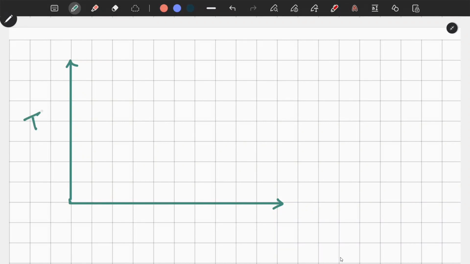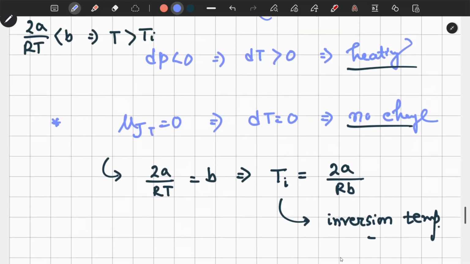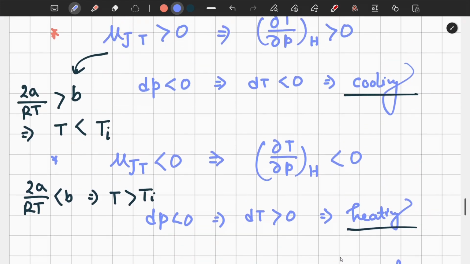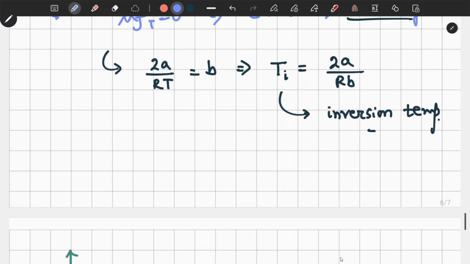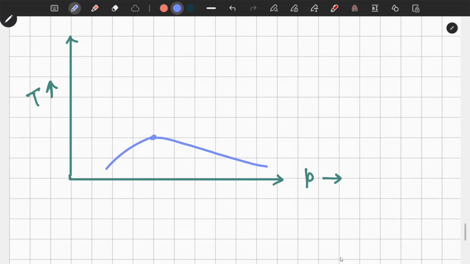Okay, so now if you plot T by P, correct. Pressure is decreasing, and let's say there is an inversion temperature, something like here, that is the Ti. If it is less than Ti, cooling will occur, and cooling means the slope will be positive, like this. And after the inversion temperature, it should be like this, not a straight line. Heating occurs and the slope is negative. This is the inversion temperature.